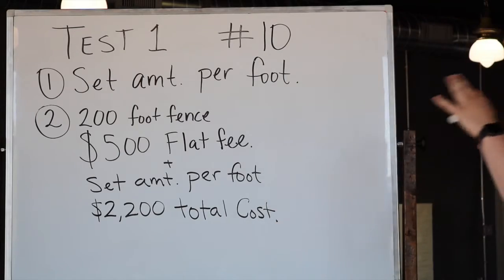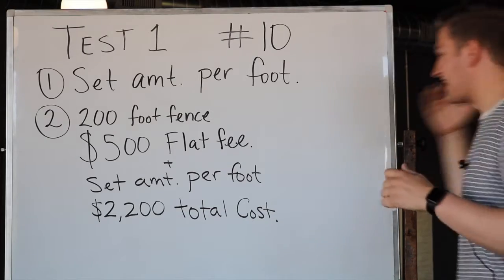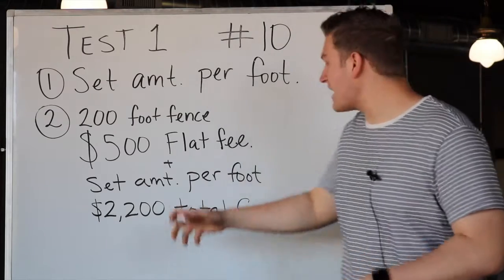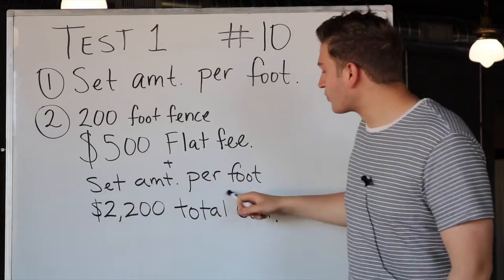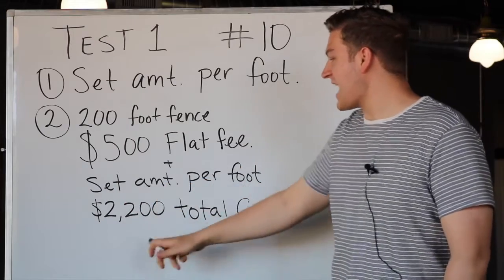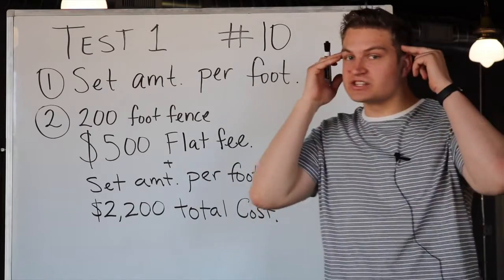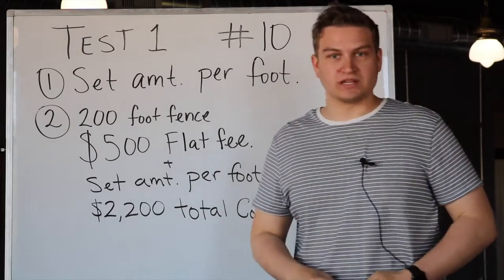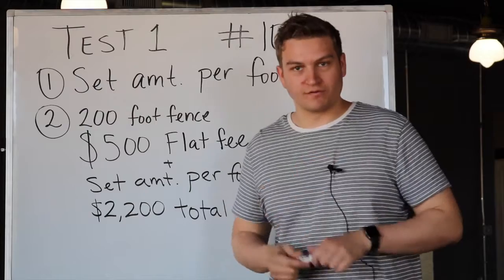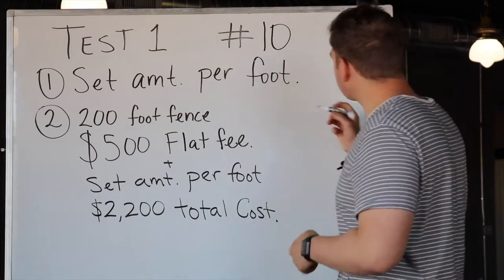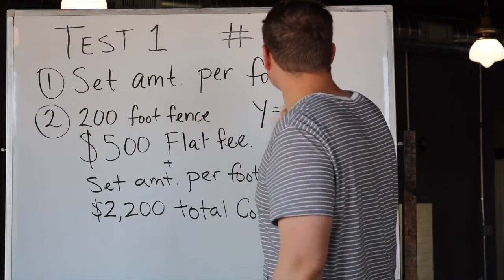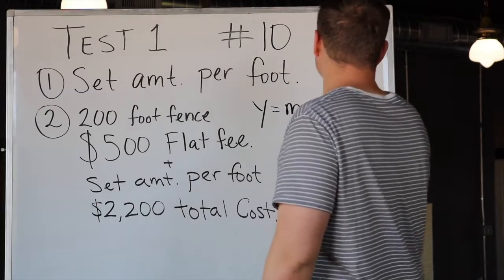So when I'm looking at this question, the lens that I'm looking at it through is, all right, we have a flat rate, we have some rate per foot, and we have the total amount. My mind is going to y equals mx plus b, slope-intercept form. So let's write this out. y equals mx plus b.